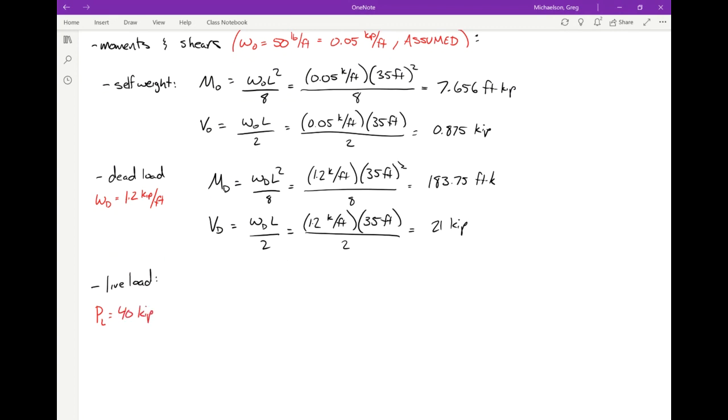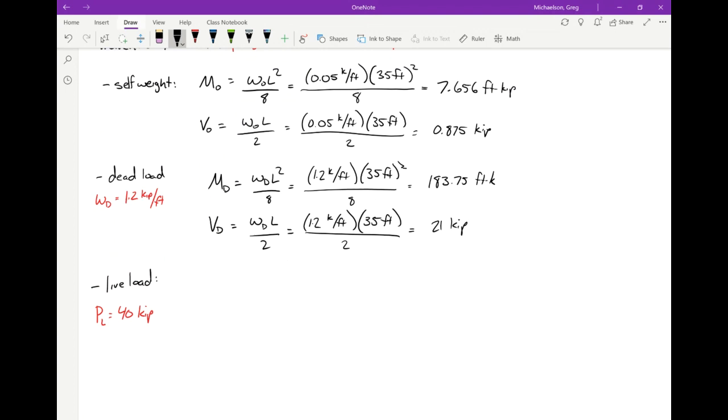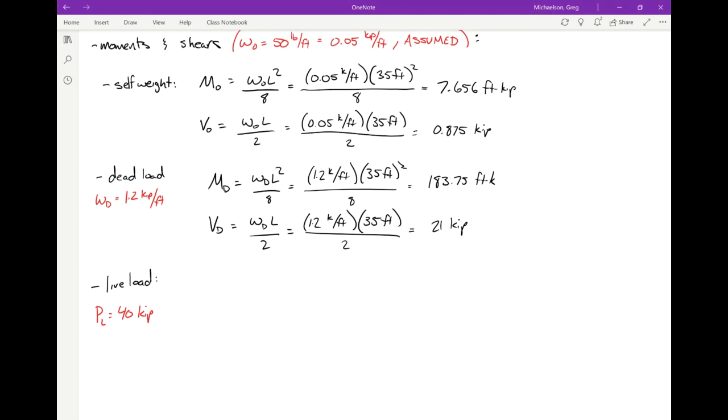What you can't do is turn that into a distributed load and then do WL squared over 8. Think about it from a bending perspective. If you have a beam, what's the worst case scenario, lumping the load right in the middle of the beam or spreading it out? It's lumping the load in the middle. So if you turn it into a distributed load, you're spreading it out. That's unconservative, so don't do that.